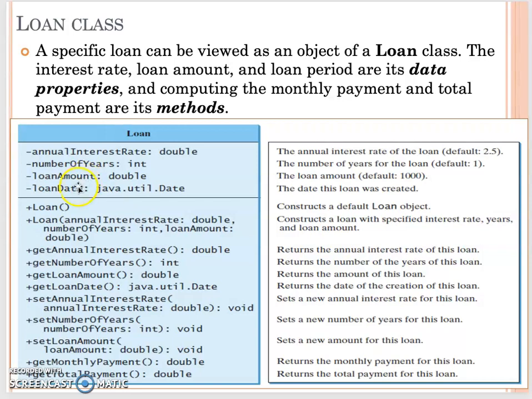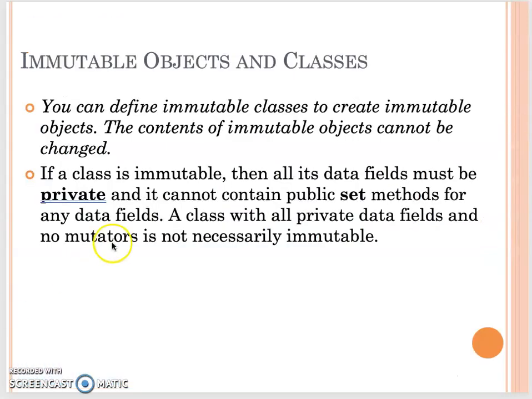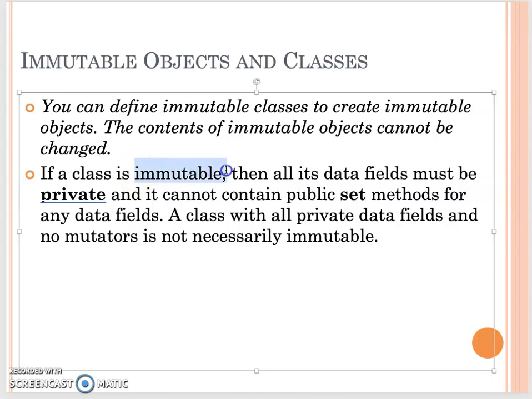So then we need to make sure every time you do the set loan amount, you need to check if the new value is greater than 5,000. That's why here we already make all the data attributes private. But in order to make an immutable object, you need to make sure you have no setter method provided. So a class with all private data and no setter function is kind of ready to be immutable.